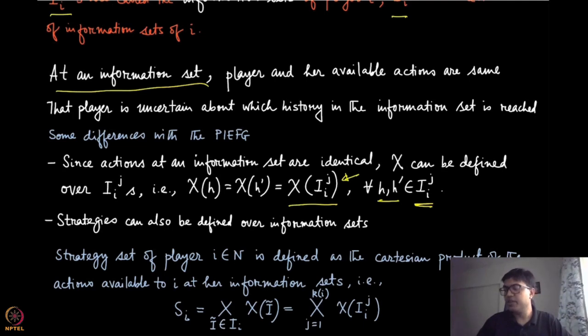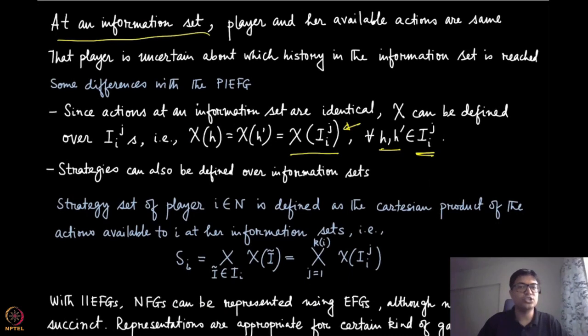And therefore, we can also define the strategies over information sets. This is also very natural. So how does it compare with the previous one? Just remember that earlier we had the same definition: SI, the strategy set of a player I, is the Cartesian product of the action sets over all the non-terminal histories where player I is the player. Now we are just changing it to all the information sets of player I. So it will just be the Cartesian product of all the action sets over all the information sets of this player I.